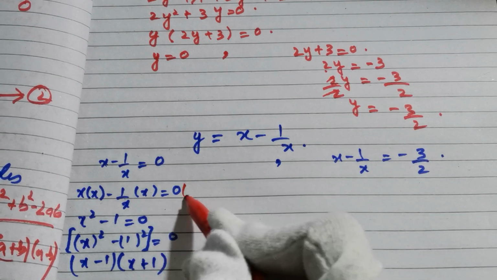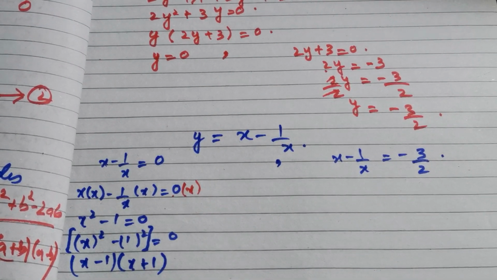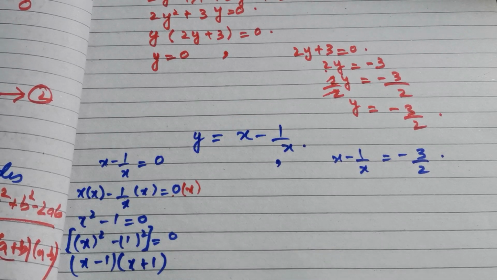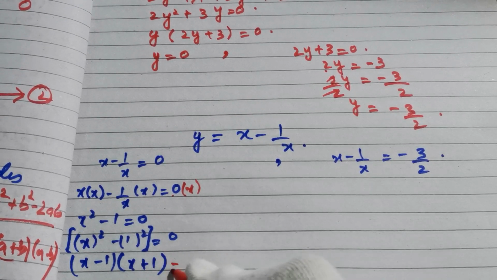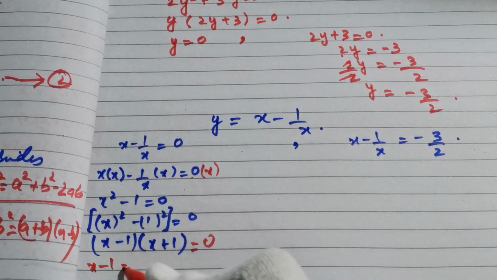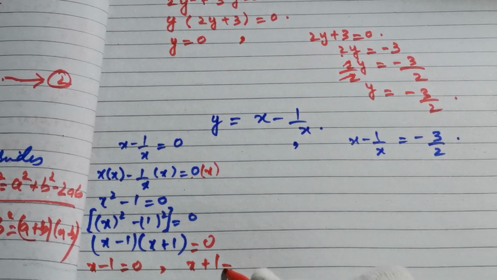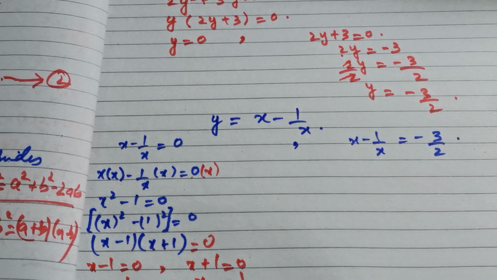0 divided by any term gives 0. So x minus 1 is equal to 0 first, and next we take x plus 1 is equal to 0. x is equal to positive 1 and x is equal to minus 1.